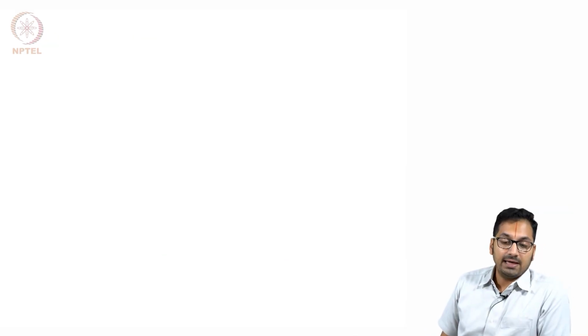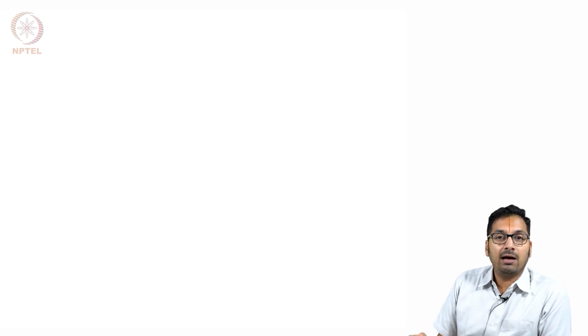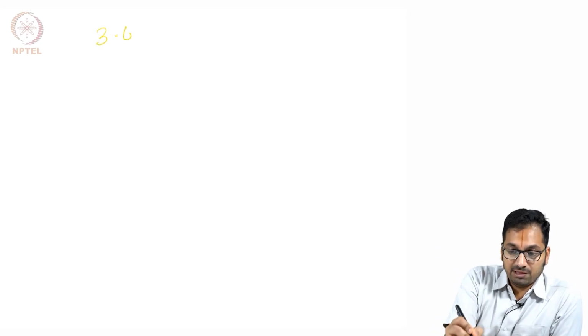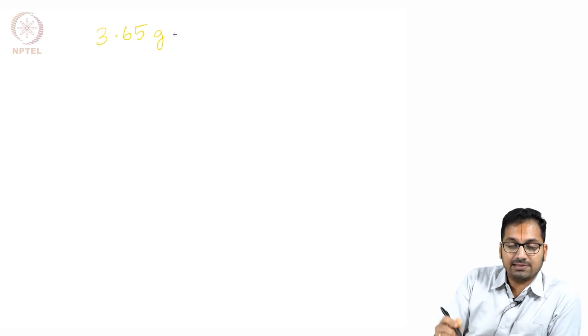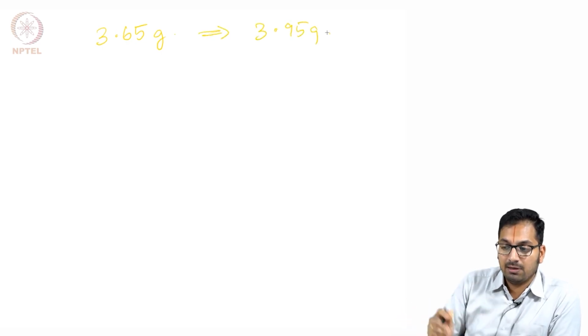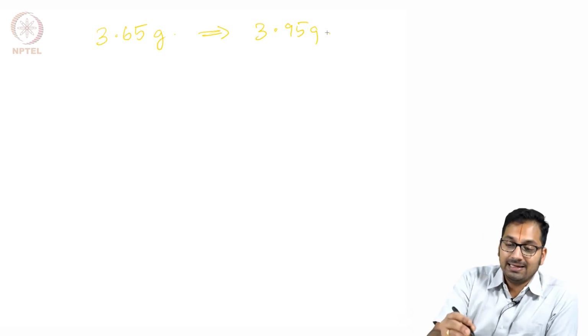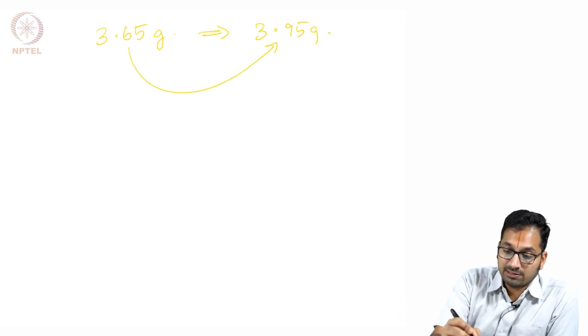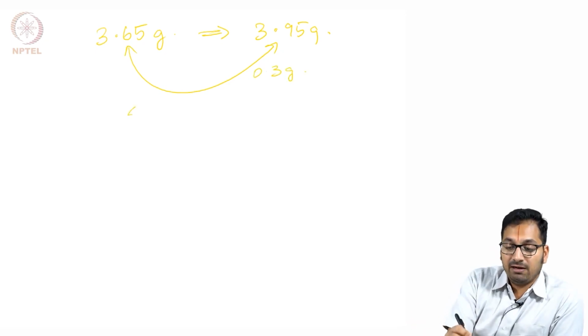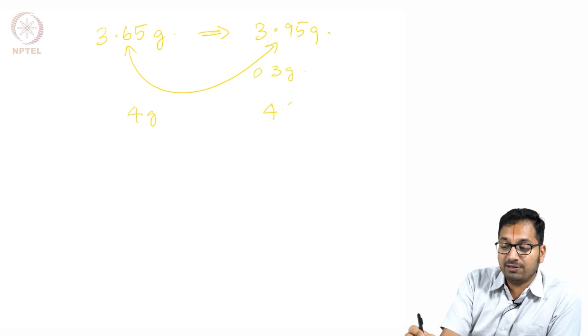So let us say in this case you're trying to make a weighing balance help you measure some amount of oxalic acid. Let's say you want to measure 3.65 grams of oxalic acid, and let's say the actual reading that comes up is 3.95 grams. So now the question that comes up is, oh, there's a 0.3 gram difference. So does it mean if I weigh 4 grams, it will weigh 4.3 grams?